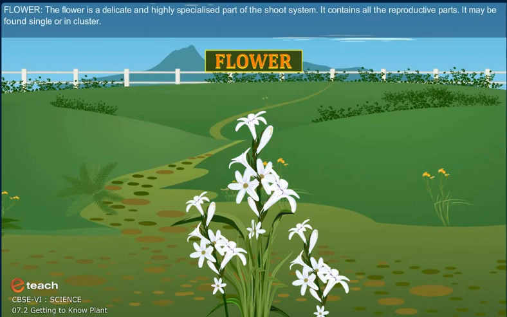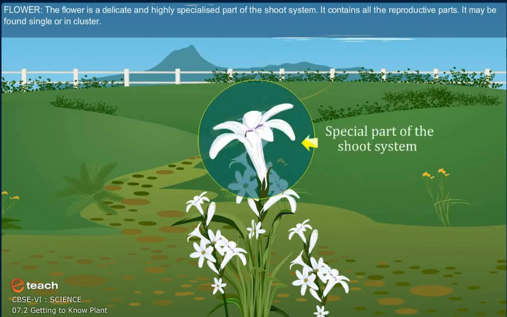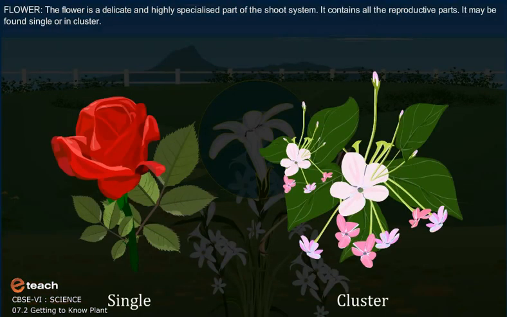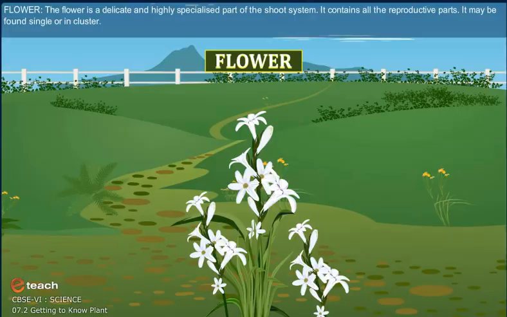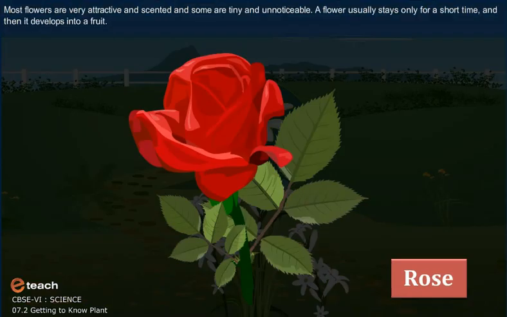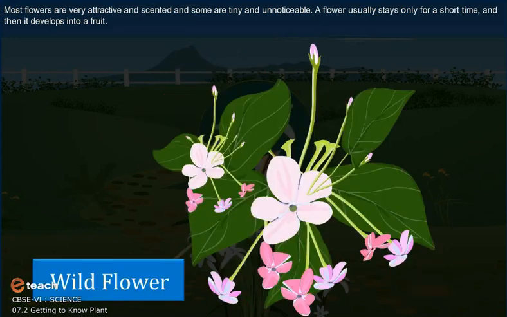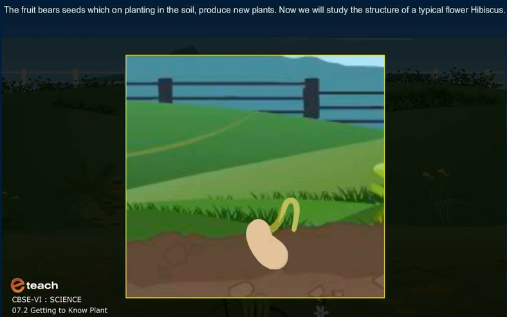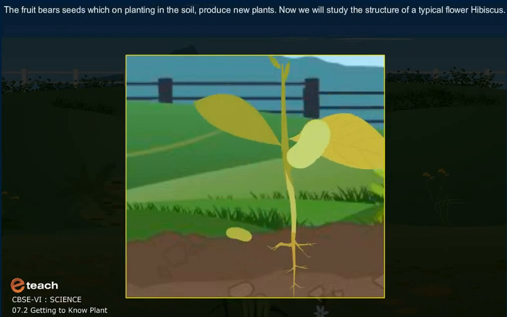Flowers. The flower is a delicate and highly specialized part of the shoot system. It contains all the reproductive parts. It may be found single or in clusters. Most flowers are very attractive and scented and some are tiny and unnoticeable. A flower usually stays only for a short time and then it develops into a fruit. The fruit bears seeds which, on planting in the soil, produce new plants.